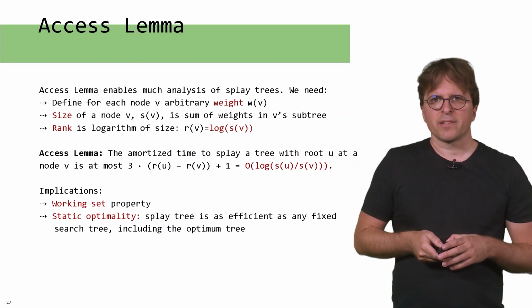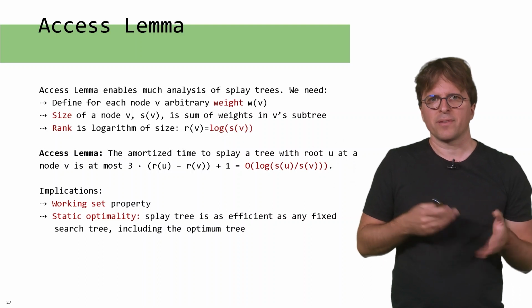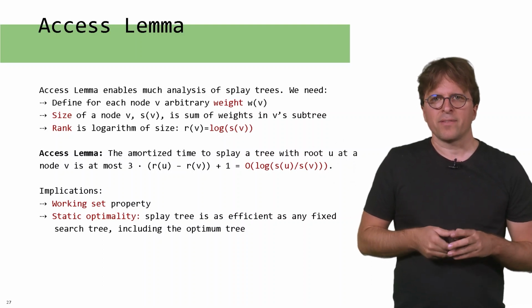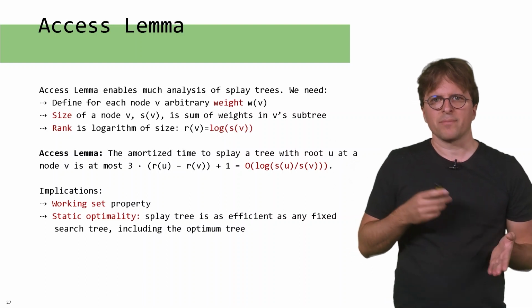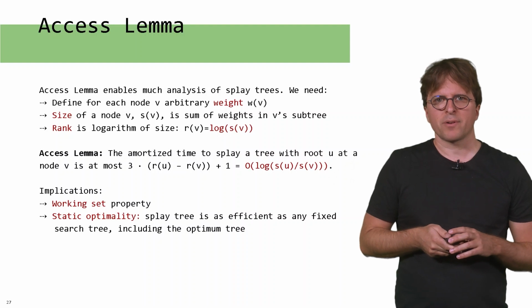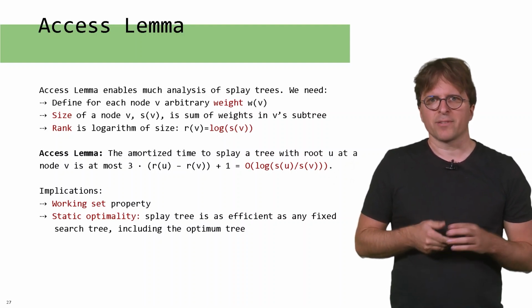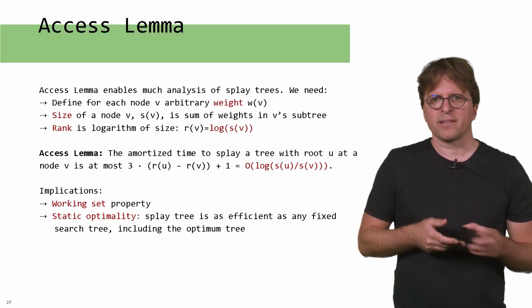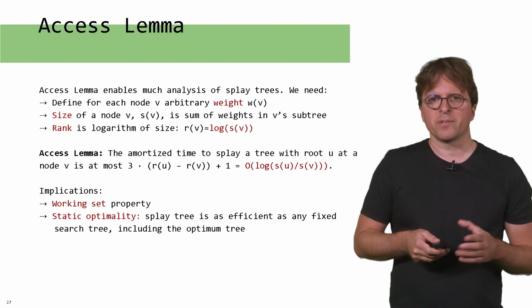And when you have this property, if you have this access lemma, you can think about different weights to set in the binary search tree, so that you can use the access lemma to, for example, prove the working set property. You can also prove static optimality, so you can show that splay trees are never worse than the optimal static tree.